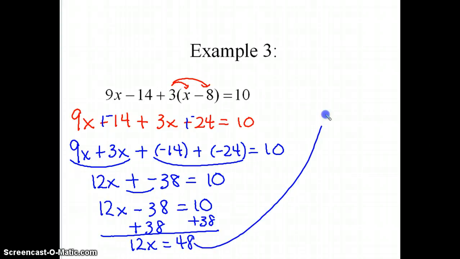I'm going to move this to the upper right-hand corner again. 12x is equal to 48. To solve for x, I'll divide both sides by 12. I end up with x is equal to 4.